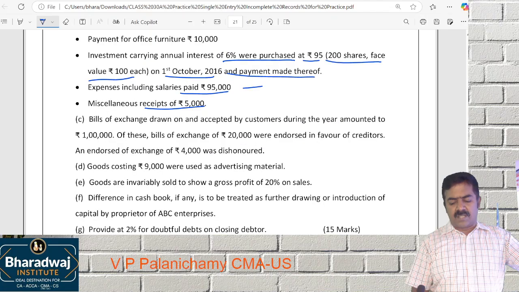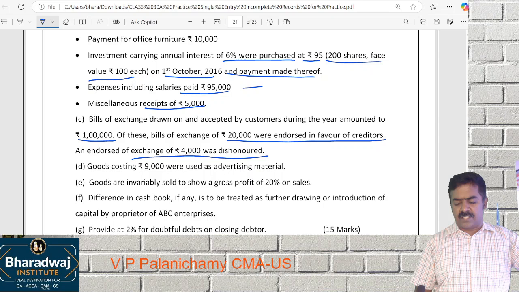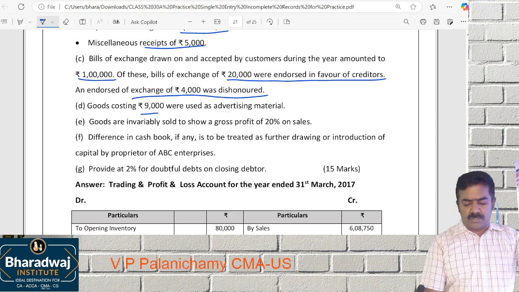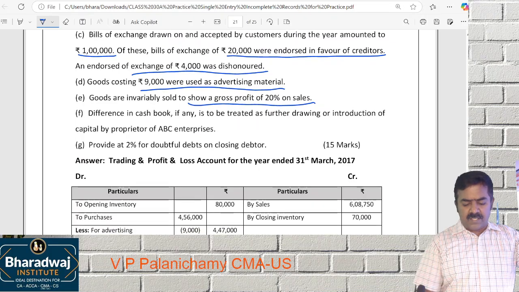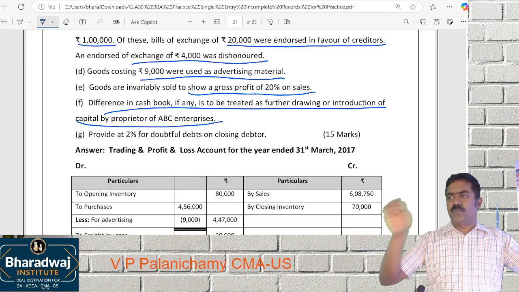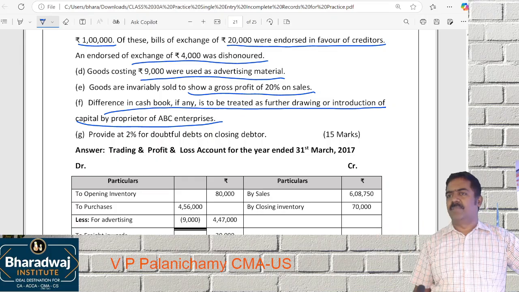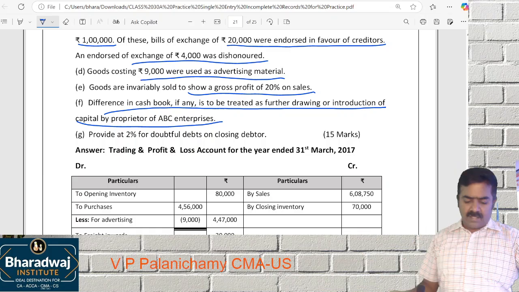Bills drawn accepted during the year is 1 lakh. Out of this, bills 20,000 endorsed in favor of creditors. Endorsed bill dishonored is given. Goods costing 9,000 was used as advertisement material. Goods are sold at a profit of 20% on sales. Difference in cash book may be taken as what? Further drawing or introduction of capital by the proprietor. If you find a balancing figure in cash, take it as what? Not as sales. What has he said? Balancing figure in cash should be taken as either drawings or additional capital. Provide 2% on debtors. There is provision for bad debts given.